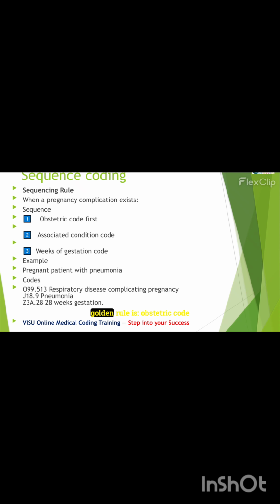The golden rule is obstetric code first, then the code for the associated condition, and finally the weeks of gestation. For example, if a patient at 28 weeks has pneumonia, you code the respiratory disease complicating pregnancy, O99.513, then the specific pneumonia code, J18.9, and lastly Z3A.28 for the weeks.